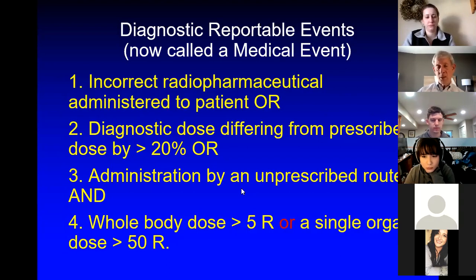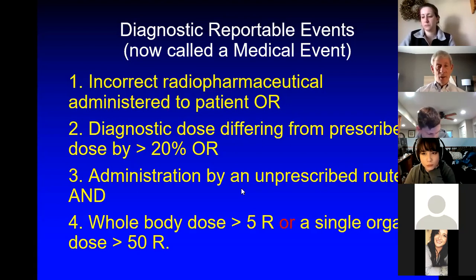Now, what are some of the other things that constitute an event? Let's just review. There are basically 3 of them. Wrong dose, not within plus or minus 20%. The wrong route. You were told to give it intravenously. You can't find a vein, but very conveniently, there's an arterial line in place. You're not allowed to do that. That's a violation of the law.